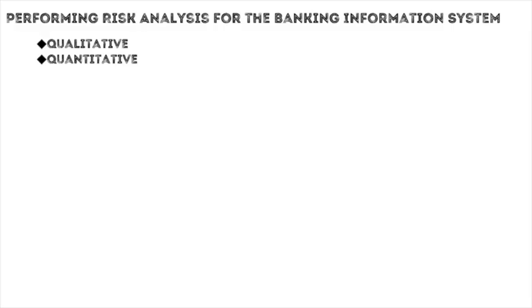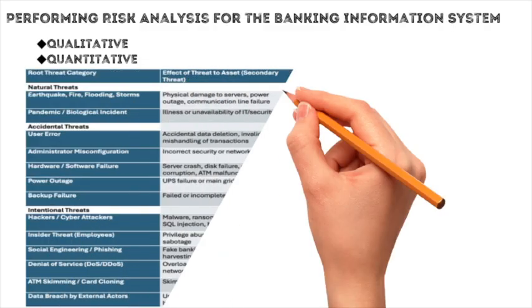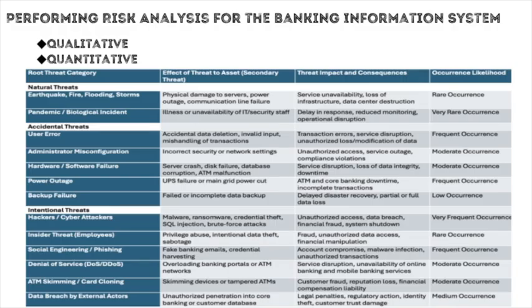Part 1. Qualitative risk analysis, threat analysis. In qualitative analysis, we list all possible threats to the system and evaluate them based on two factors: their likelihood of occurrence and their impact on the system if they happen. For the banking system, threats are divided into three main categories: natural threats, accidental threats, and intentional threats.